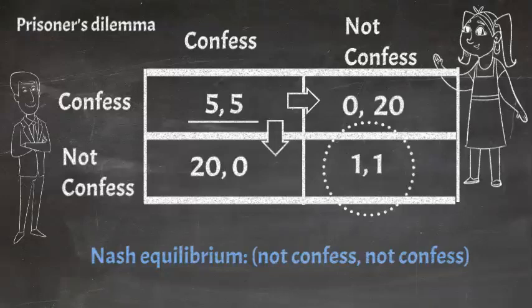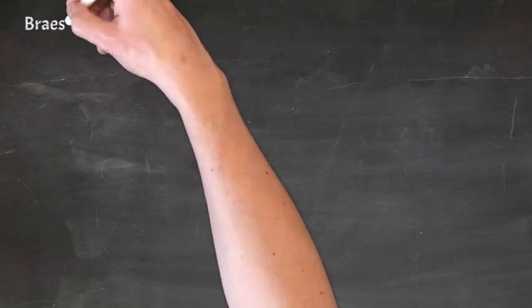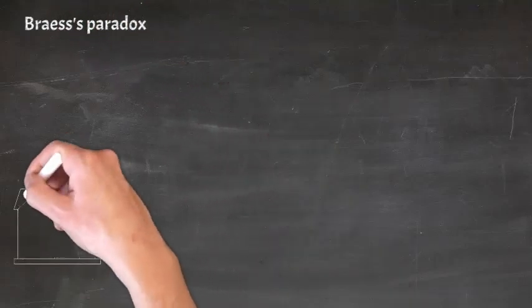Another similar example is when two firms are in a price war. Each would benefit from maintaining high prices, but both of them want to lower their price to undercut each other, leading to low profits for both of them. The next example is called the Braess paradox.